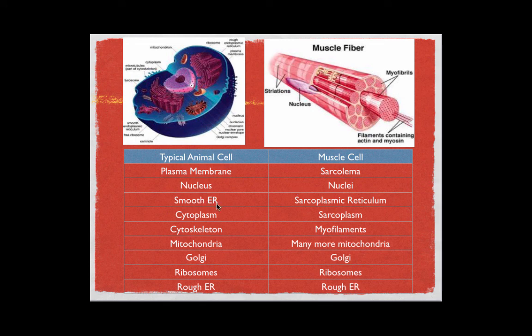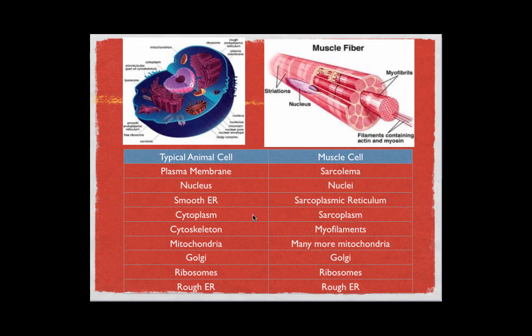A typical animal cell has a smooth ER. Remember, ER stands for endoplasmic reticulum. This is going to be a storage location for many different materials. In the muscle fiber, the smooth ER is known as the sarcoplasmic reticulum, and its primary function is the uptake and storage of calcium ions. So it has a very specialized function, and we give it its own name because of that.